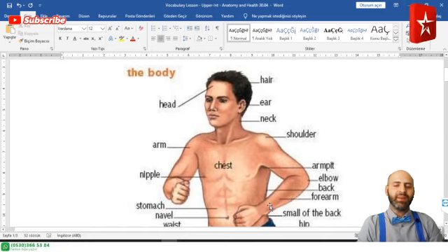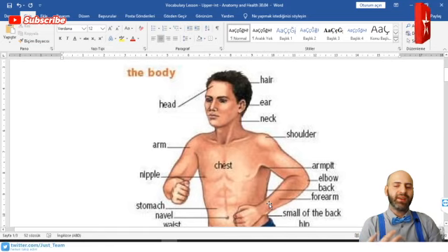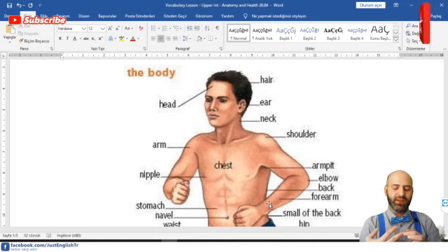Okay, and then of course everybody knows that we have 5 fingers on our hand, and on top of the fingers it is called nails or fingernails.